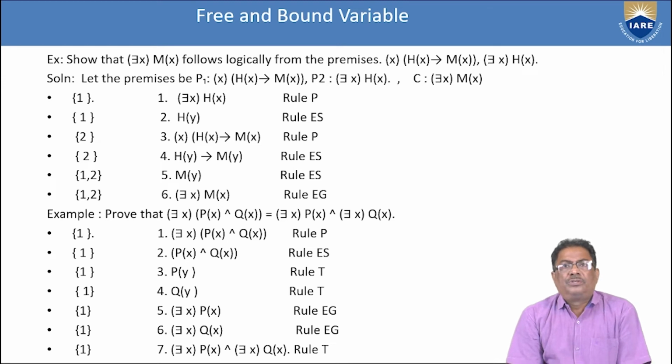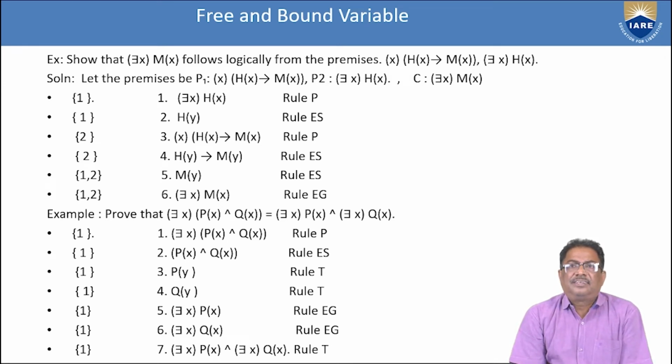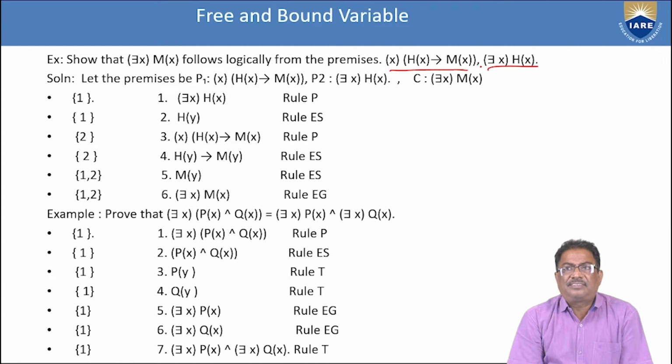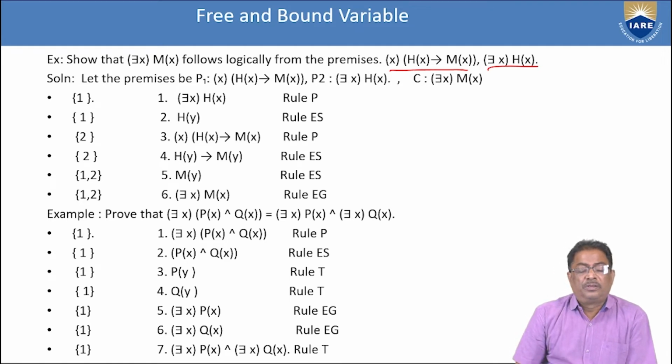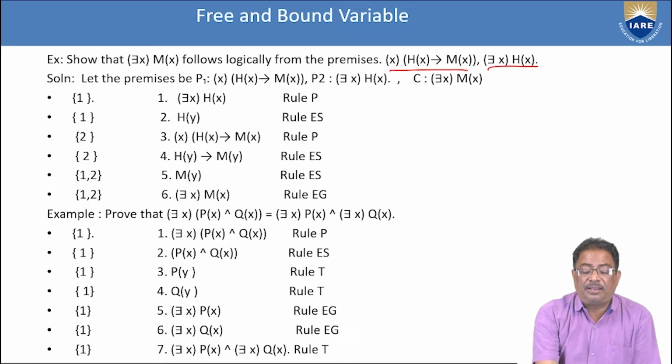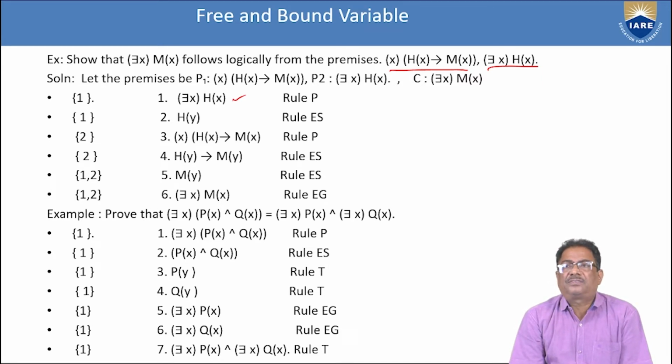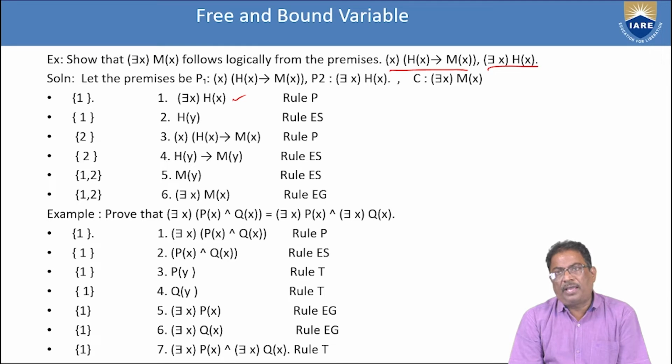Let us consider now: show that there exists x, M of x follows logically from the premises for every x, if H of x then M of x, and there exists x, H of x. So from these two, there exists x, M of x is going to be true. This is similar to the earlier methods. Whatever methods we used earlier, we adapt and apply the same methods to predicates.